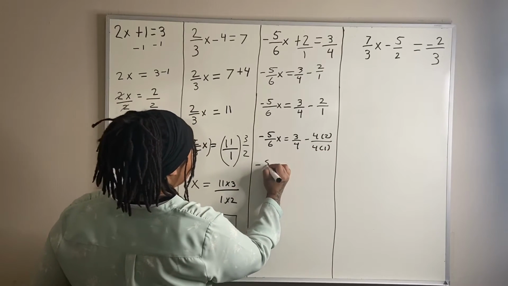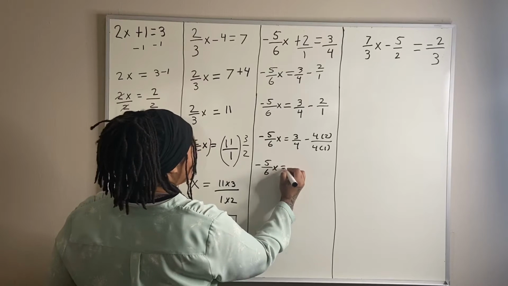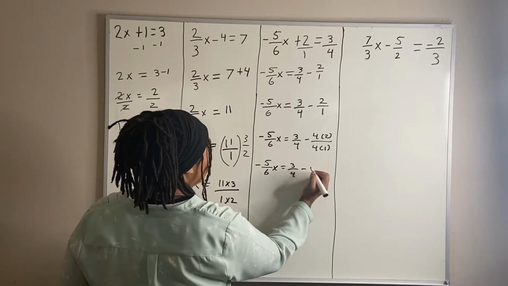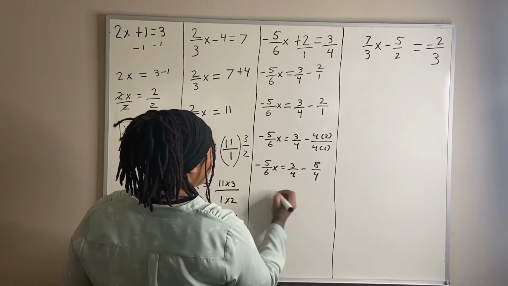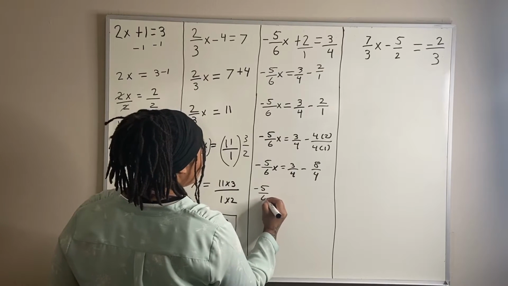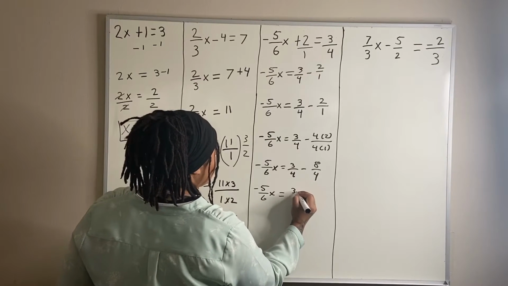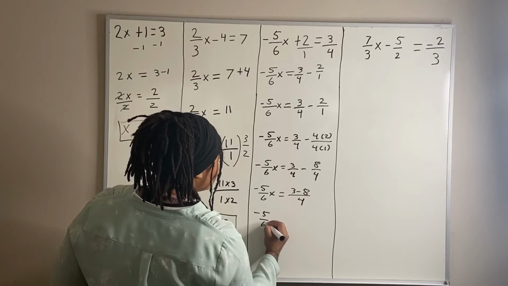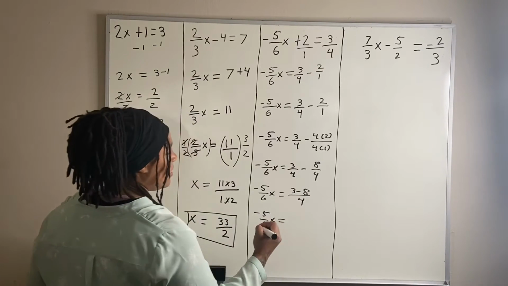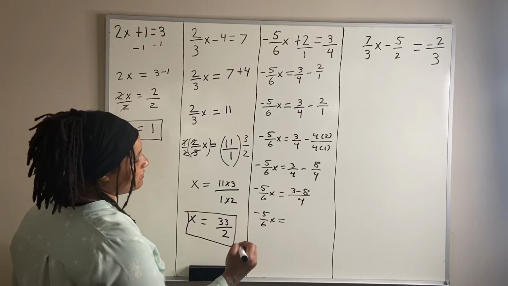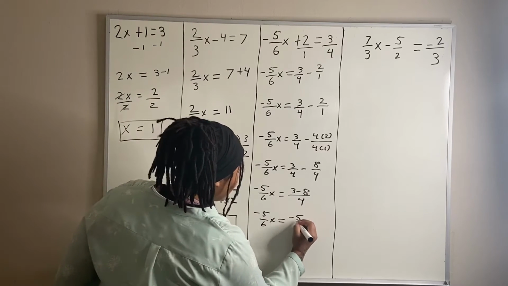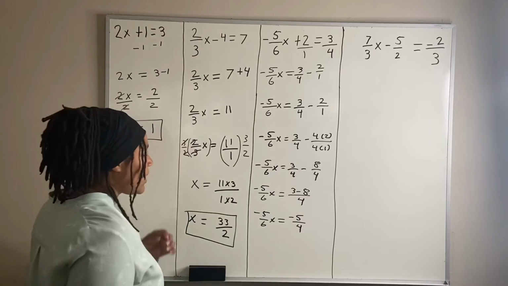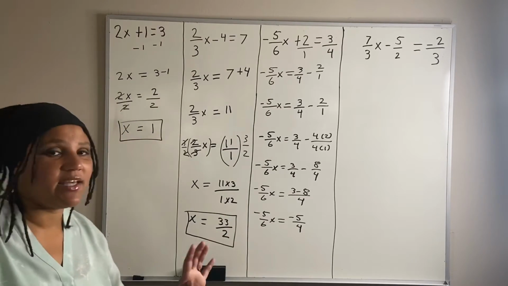Okay, and so now we have 5 over 6x is equal to 3 over 4 minus 8 over 4. And now we can combine our numerator. So now we have 3 minus 8 all over 4. 5 over 6x is equal to 3 minus 8, that'll be a negative 5 over 4. Okay, so now we're done with the adding and the subtracting part.